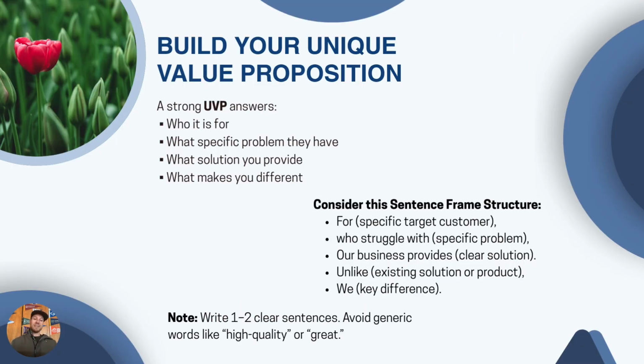What is our competitive advantage? So the UVP is this general idea of, who is it for? What specific problem does that person have? What is the solution you provide? And what makes you different? I would use this sentence frame, which also is attached to your guided notes.